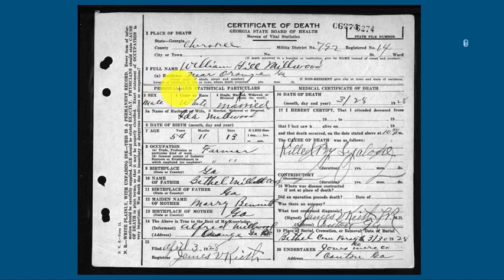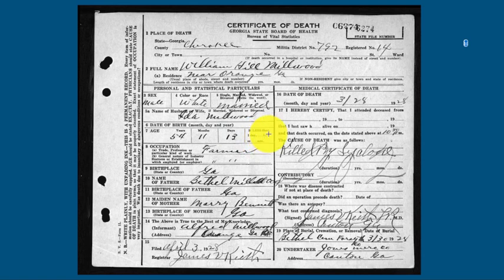Now, I really like personal and statistical particulars because it gives you good information about the person. He was a male. He was white. He was married. The name of his wife was Ida Millwood. So as you can see already, this is giving you lots of great information. It does not have his date of birth on here, but it does say that he was 54 years, 11 months, and 13 days old. So you could do that math if you wanted to go back to his date of birth.